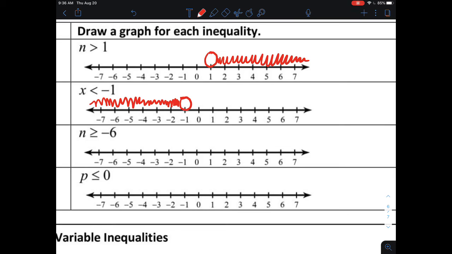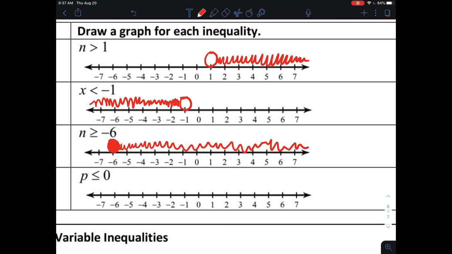Next one, n is greater than or equal to -6. This time the inequality sign has a line under it, which means we include this value of -6. So this would be a closed circle at -6. Since the inequality sign has the opening towards the n, it includes all numbers bigger than -6. So I'd shade to the right.